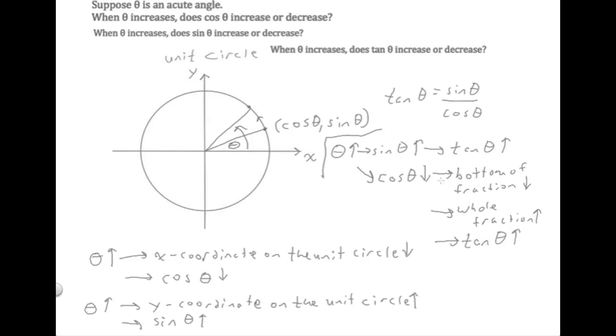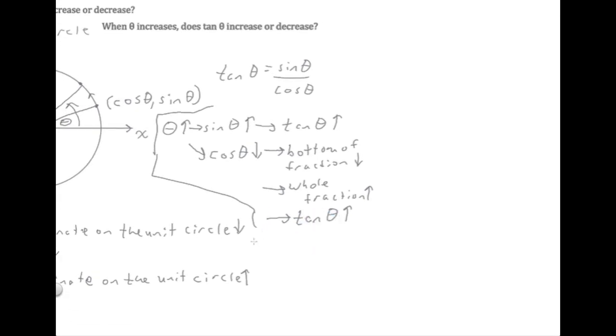So we can see that fortunately the way that theta affects the sine will ultimately have the same effect as the way it affects cosine. If we increase theta, the top of the fraction will get bigger, which makes the tangent bigger. And if we increase theta, the bottom of the fraction will get smaller, which also increases the tangent. So both of those give the same prediction. So our overall prediction is that when theta increases, the tangent of theta will also increase. That's for acute angles.